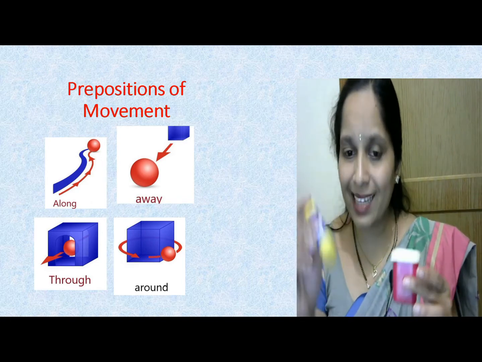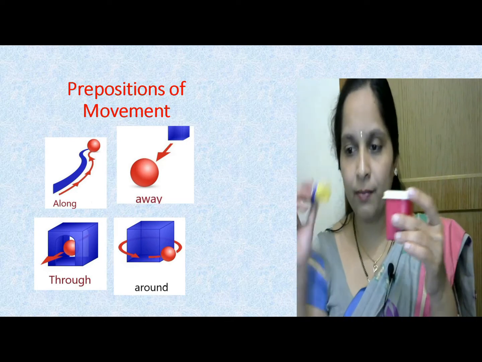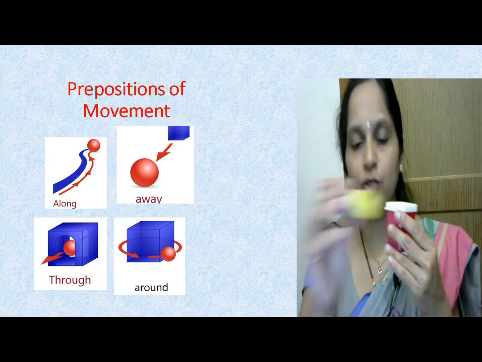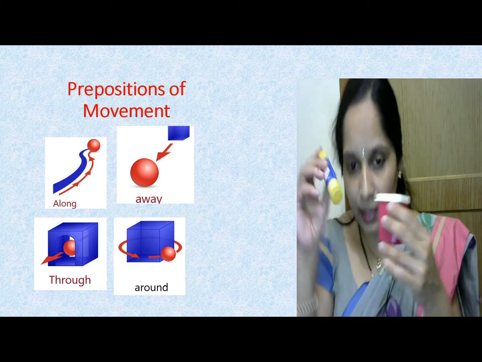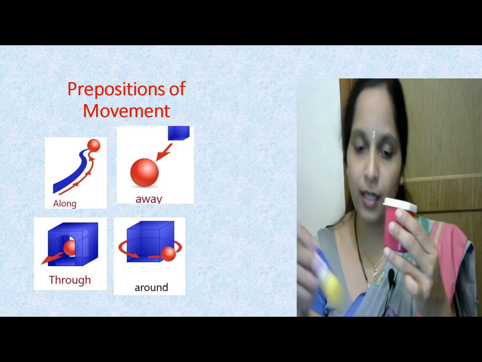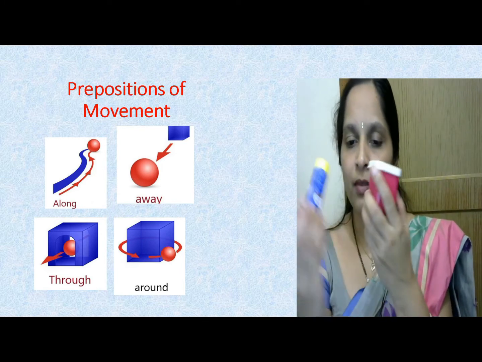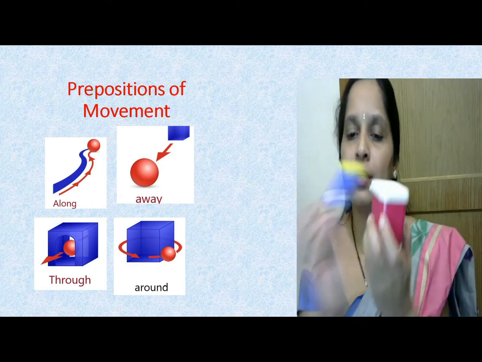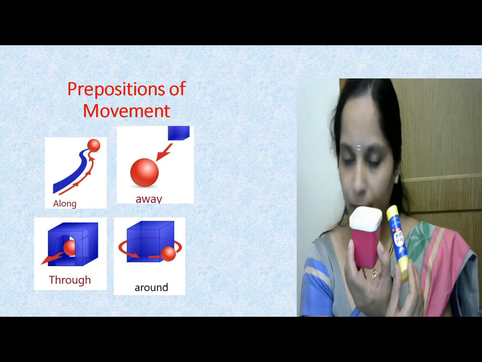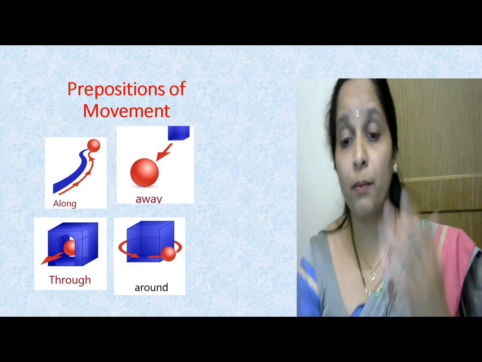Through is used when there is a beginning and there is an end. Entry and exit, as in the snake crawls through the hole, wherein there is an entry for the hole and an exit. So the snake crawls through the hole. Around: the movement of our planet around the sun. This is the around.